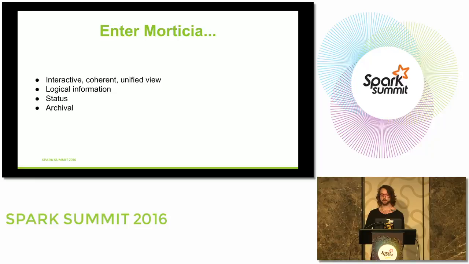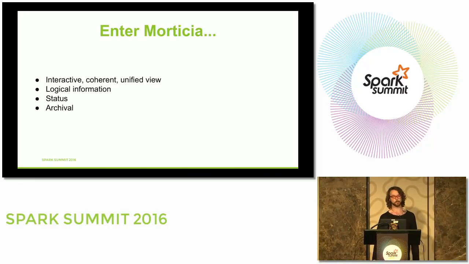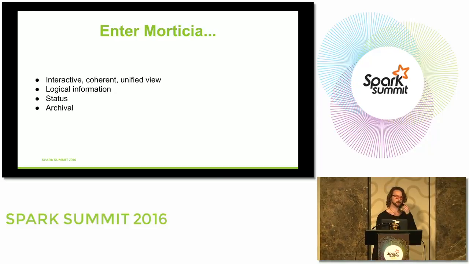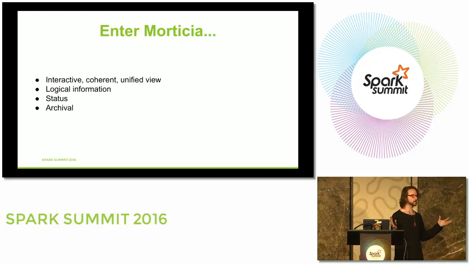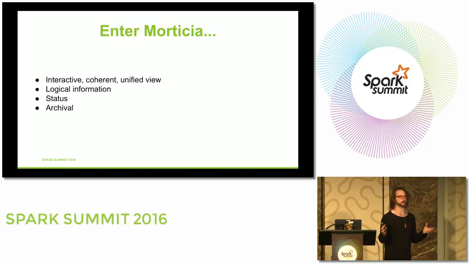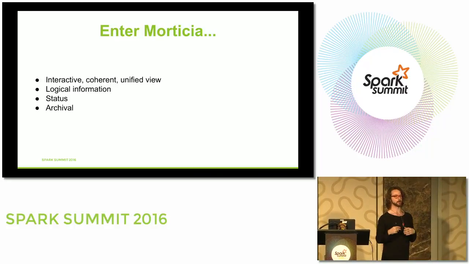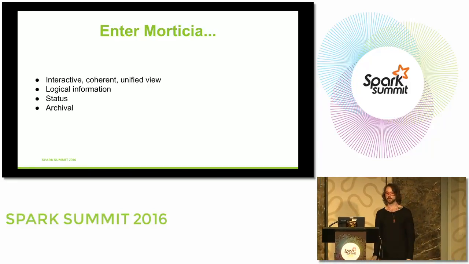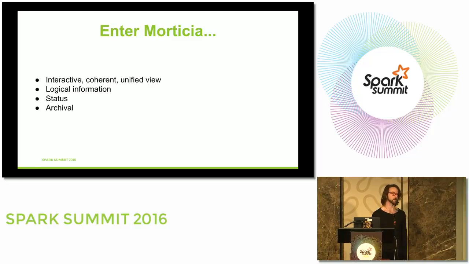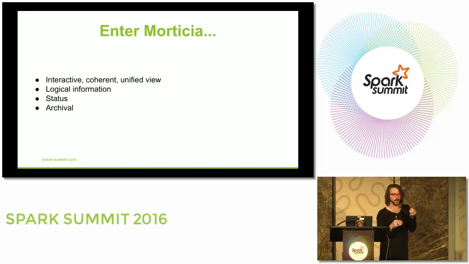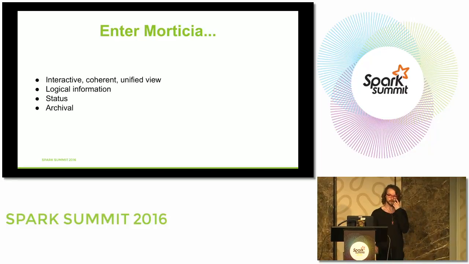So I want to talk a little bit about Morticia and how Morticia addresses this problem. So some of the things that Morticia provides is that it's interactive and it provides a coherent, unified view. A lot of this information seems really simple and is really simple to find once you're familiar with it, but I want to present it right where you intuitively expect it to be. And then the second thing, and this is the big one, is logical information. I want to actually understand, okay, I said a distinct in my query, how does that show up on there? And then there's status, which, again, you can get from the Spark UI.